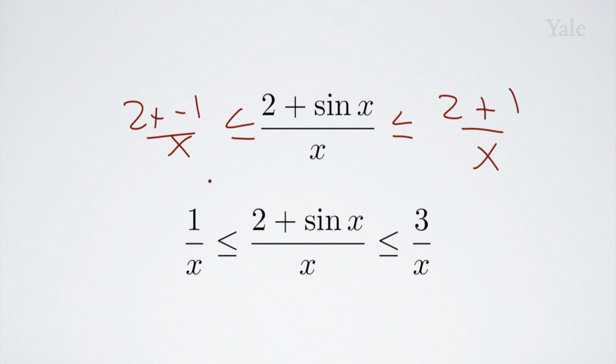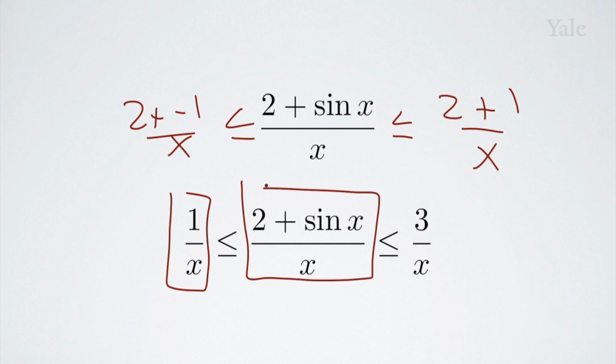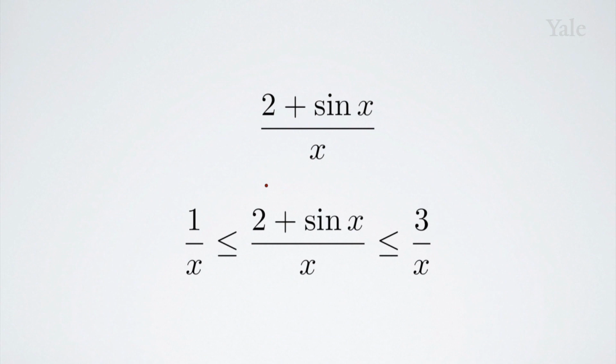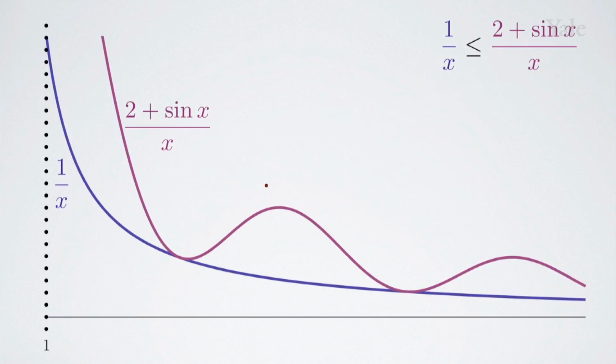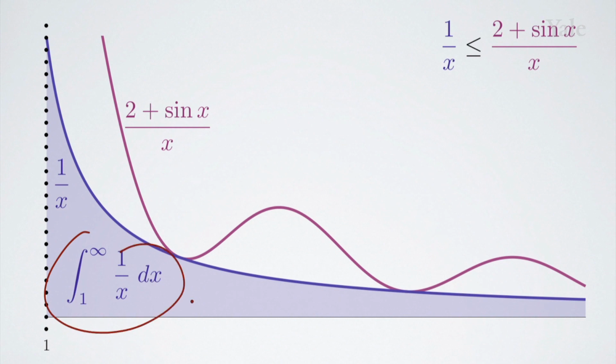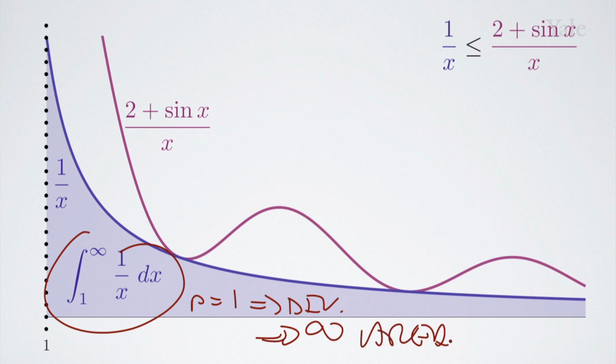So this time, let's focus in on 1 over x and compare the convergence of that function to the convergence of 2 plus sine x over x as we take the improper integral. Well, again, let's look at the area underneath 1 over x. It's characterized by this improper integral. Again, by the p-test, p is equal to 1. This implies divergence. And since 1 over x is always non-negative from 1 to infinity, that in effect means that we have an infinite amount of area underneath the blue curve here.